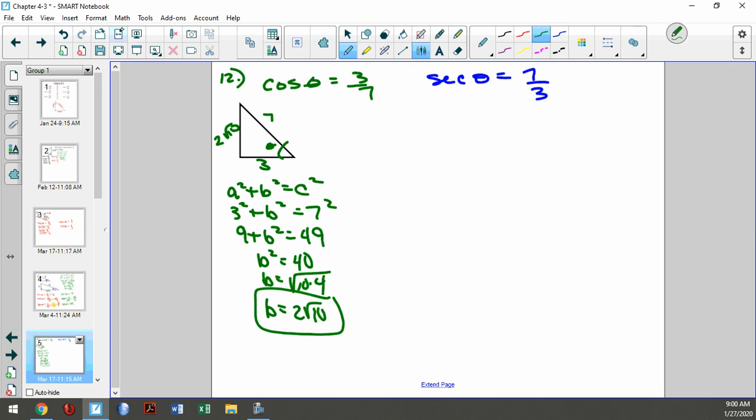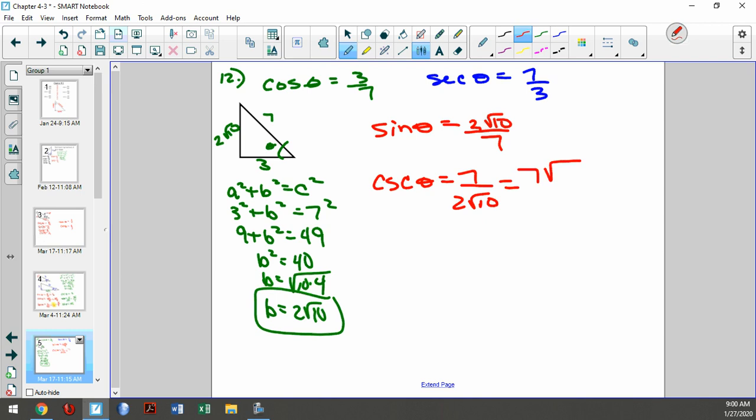Now what do I still need to find? So I'm going to go ahead and find my sine of theta. Sine of theta is going to be what? What is sine? Opposite over hypotenuse. That's 2 square roots of 10 over 7. So if I know sine, I automatically know my cosecant, which is 7 over 2 square roots of 10. Do I like that? No. So that is going to be 7 square roots of 10 over 20. Do we see that? Yes or no?